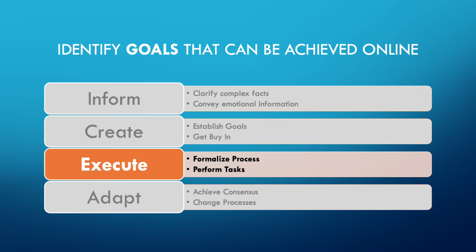Meetings are also a place where the group does real work or executes on the goals that they have already established. They might also plan how to execute goals. So, execute is the how shall we do it function, where we formalize processes or perform tasks. Once again, if we have this goal for the meeting, we're going to choose a different set of tools.